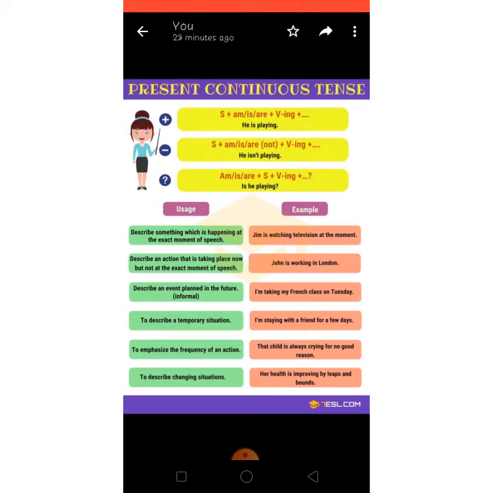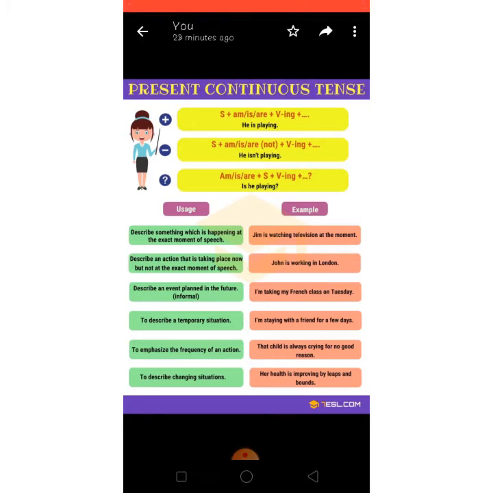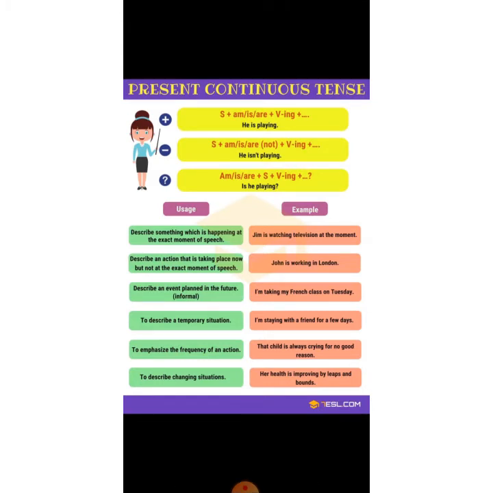Okay, number 4, to describe a temporary situation. Untuk menjelaskan keadaan sementara. Okay, for example, here in the sentence, I'm staying with a friend for a few days. So, dia akan tinggal bersama kawan untuk beberapa hari.